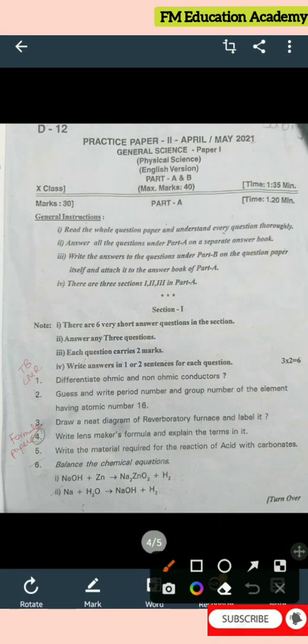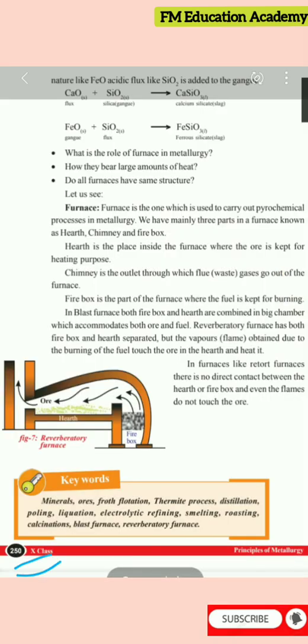Draw a neat diagram of the reverberatory furnace and label it. Now this reverberatory furnace is in your chapter Principles of Metallurgy in your textbook. So I will directly show you how to draw it, and it is very scoring and very easy to draw. And you need to label it also. Label it means you have to write the names of the parts. See, it is on page number 250 of your textbook. Mark it and practice it.